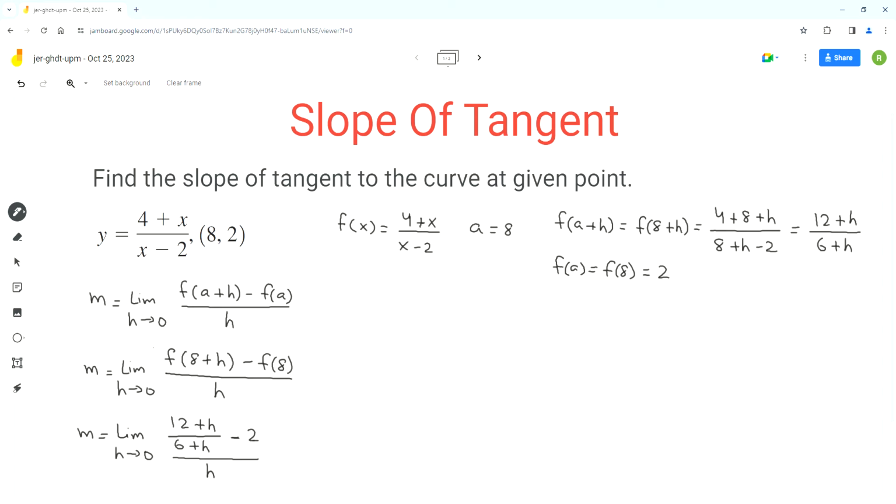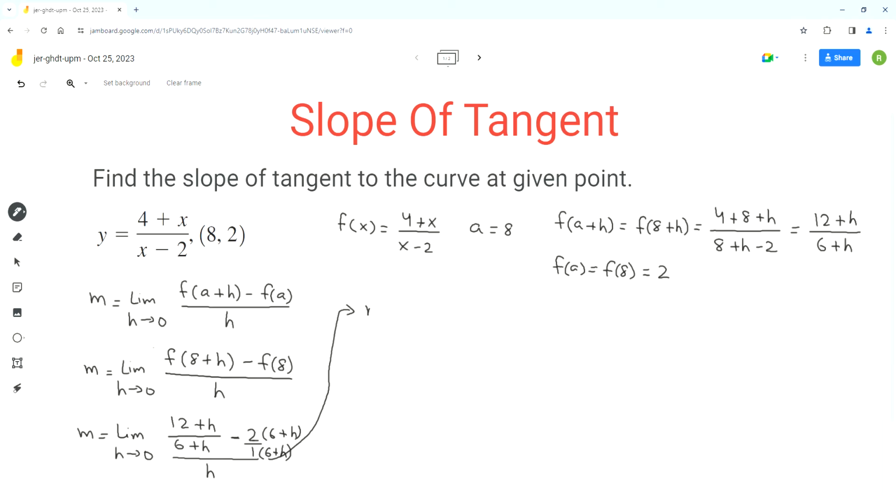Now we can simplify this expression. Here we have to get rid of the h in the denominator, because if we sub in h as 0 when we apply the limit, the denominator will become equal to 0, and when the denominator is 0, the expression becomes undefined. So we have to find a way to get rid of the h. Now in the numerator we have the fraction (12 plus h) over (6 plus h) and then minus 2. So we have to combine the terms by finding a common denominator. Now the denominator of the 2 is 1, so the common denominator will be 6 plus h. So we'll multiply the numerator and the denominator by 6 plus h.